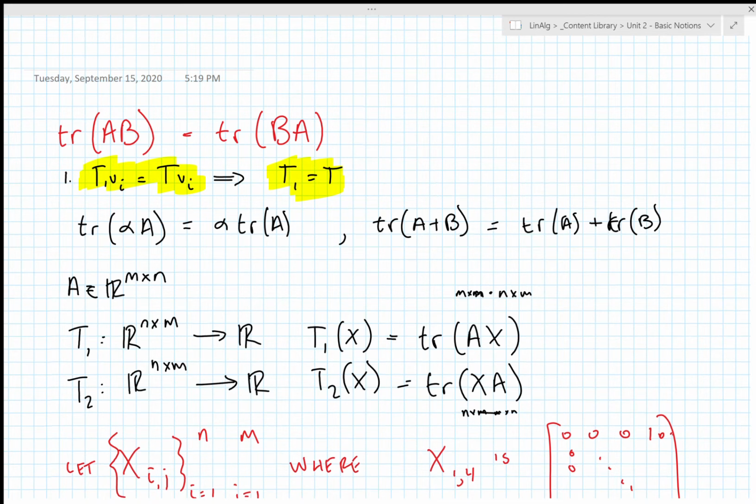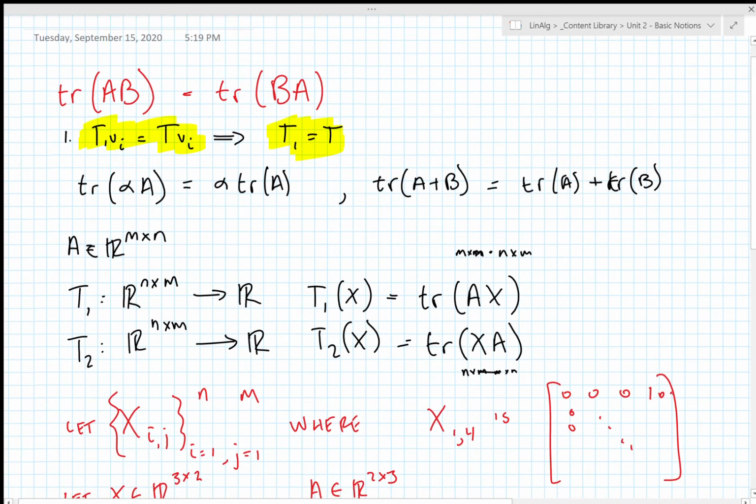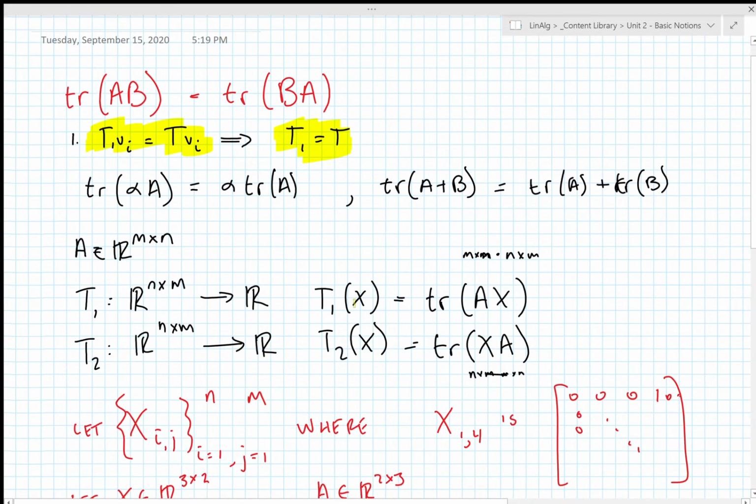So the first thing we need to know is trace is a linear operator. If you do trace of a scalar times something, you can pull the scalar out. If you do trace of a linear combination, it works out. So I'm going to let A be any m by n matrix, and I'm going to make up an operator T1. T1 is going to take x's from the space n by m. The operator takes your input, right multiplies it by A, and then takes the trace of that square matrix. And then I've got an operator T2, and what T2 is going to do is left multiply.